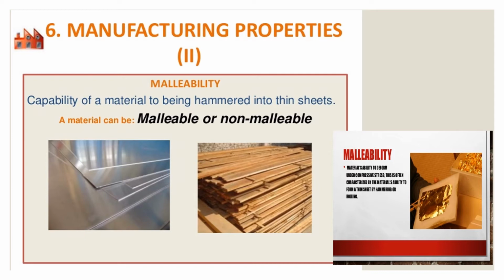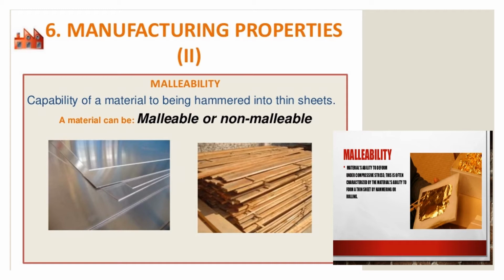Next we'll discuss malleability. As we have discussed in ductility, if we can convert metal into thin wires, it is ductility. But if a material can be converted into thin sheets, then this property is known as malleability, and the material can be malleable. In the picture you can see an example of aluminium foil, which we use for food wrapping.